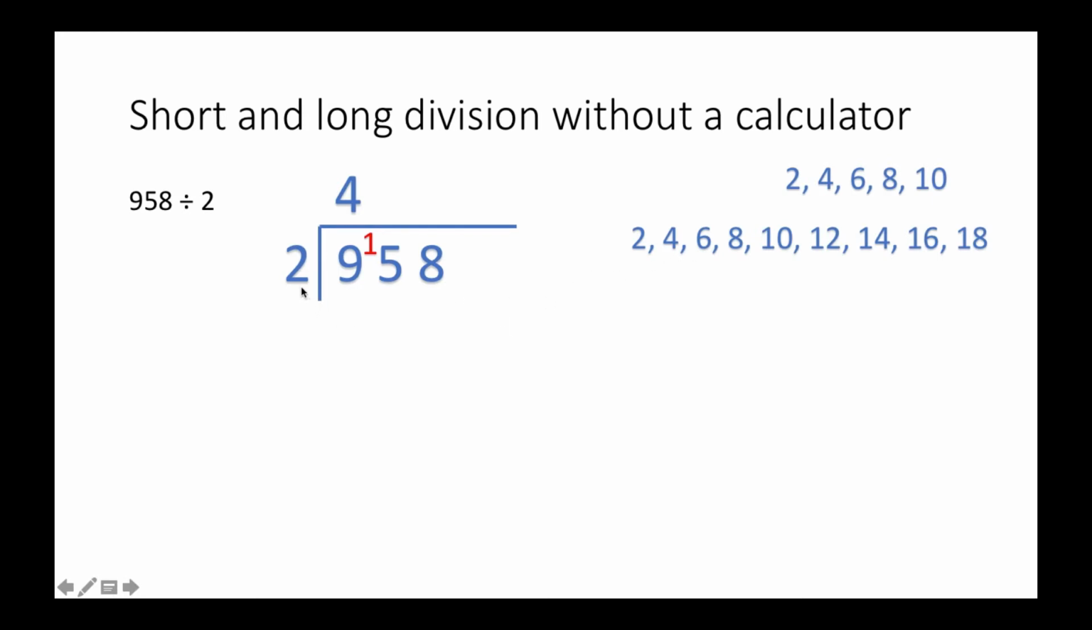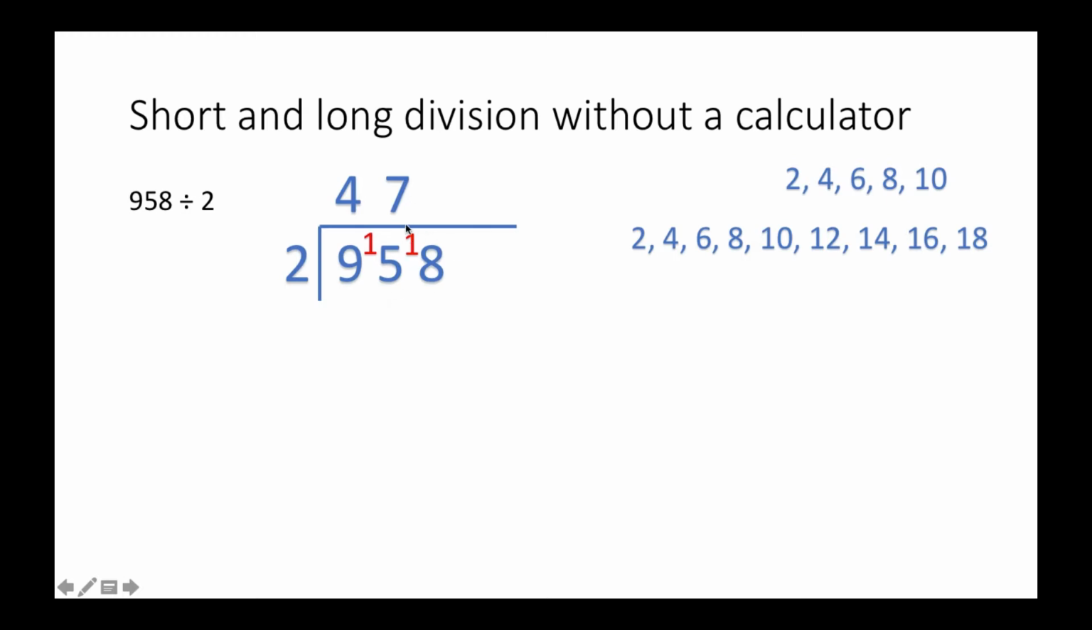How many 2s go into 15? Looking at my list, the closest that I can get to 15 is 14. If I go to 16, it's too high. So the closest I can get is 14. I've got 1, 2, 3, 4, 5, 6, 7. So 7 goes there. Now from 14 to 15, I've got another 1 remainder.